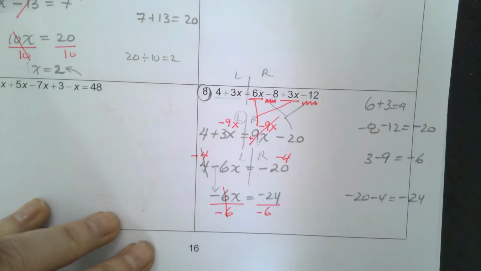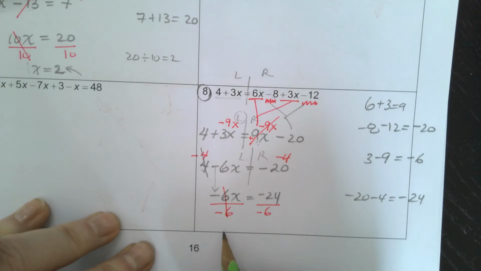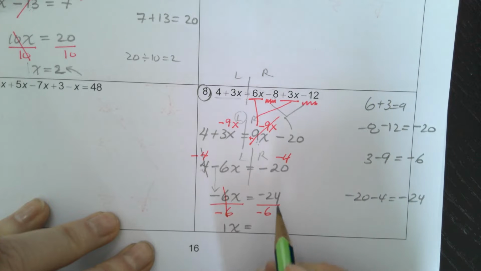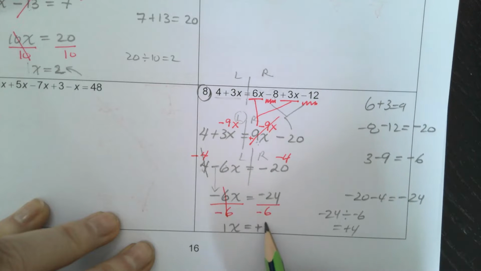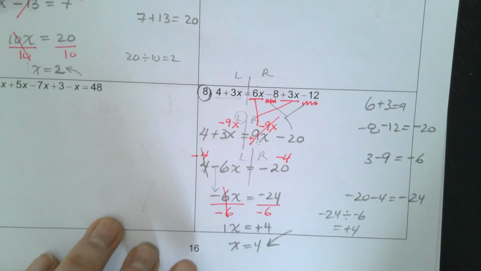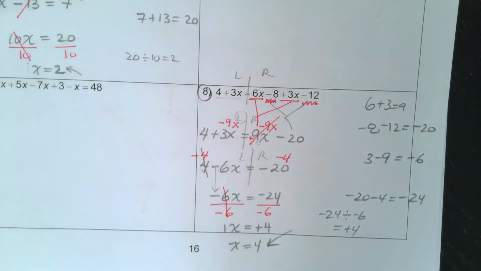So that's 1. So I have 1x equals, because they're the same, it's going to be positive for divide and multiply. Okay, so now I have 24 divided by negative 6. That equals positive 4. So x equals 4. So the solution is 4. Let's go to the next page.